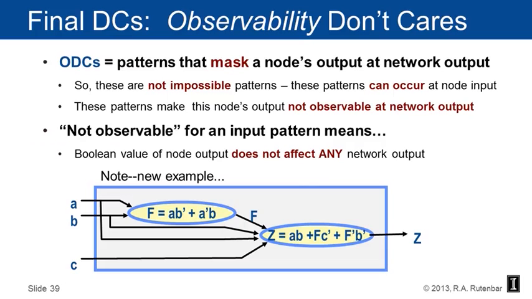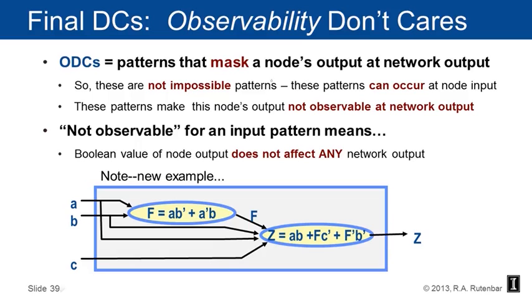So I've got a new benchmark here, a new example. It's got 3 primary inputs A, B, C, and 1 output Z. The node F that we want to optimize is now in the middle of the network. It's interior to the network. It goes through a node Z equals AB plus F C bar plus F bar B bar in order to get out. So observability don't cares are patterns that mask a node's output, and in our case this is F, at the network output, which in this case is Z.